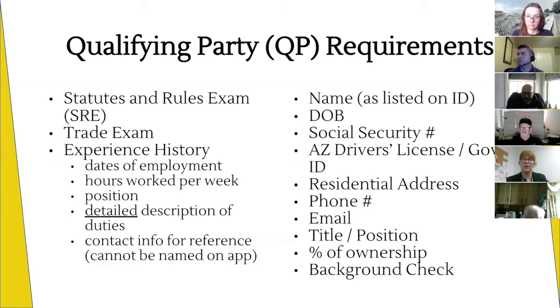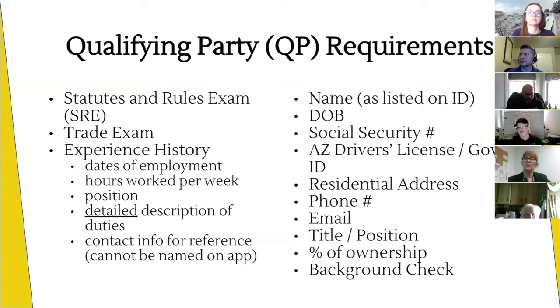And then we need a reference. The reference cannot be named on the license or the application, but it can be anyone that maybe you worked with, a supervisor, a coworker, and or somebody that you dealt with, but they have the knowledge of that 2 or 4 years of experience. Most of our license classifications require 4 years of experience. There's some of them that are only 2, but you do have to be detailed in your description.